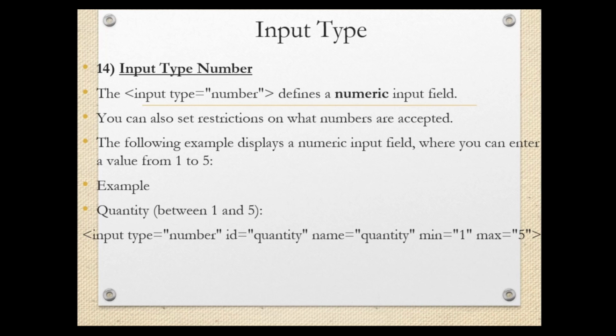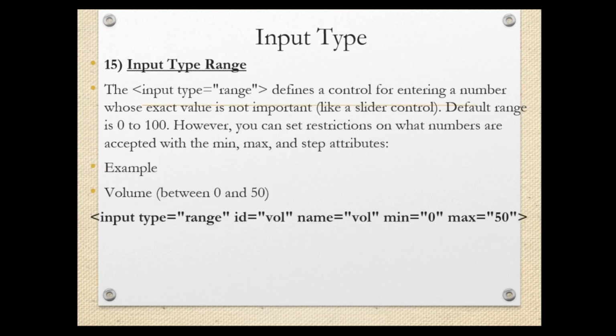So here we have taken input type equal to number, id equal to quantity, name equal to quantity, min 1 and max 5. So it will take your value only between 1 and 5. By taking input type equal to number, first it will validate that only numbers are accepted, and second, when we are passing the attributes min and max, it will take the value between that range only, that is 1 to 5 only.